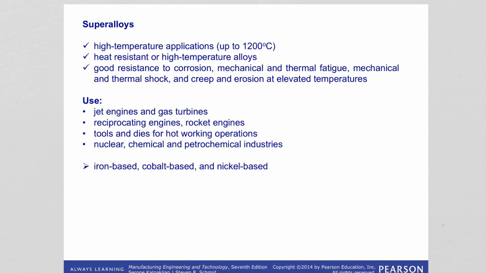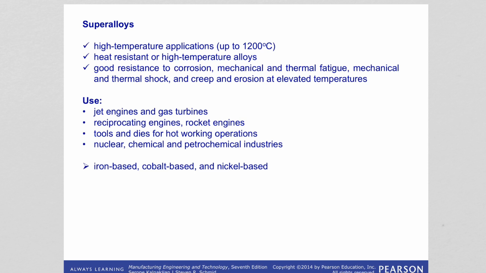So superalloys have all these properties. So where do we use those? In jet engines, gas turbines, where there are high temperatures, and reciprocating engines, rocket engines, tools, dies for hot working operations, and nuclear, chemical, and petrochemical industries. Again, the superalloys are identified by their trade names and special numbering systems. They come in a variety of shapes. They are based on iron, cobalt, or nickel.